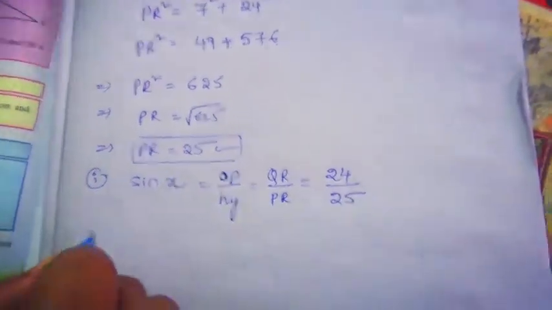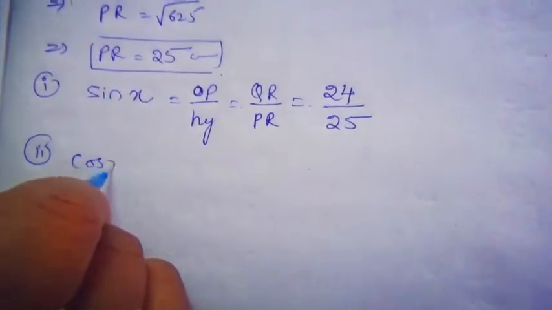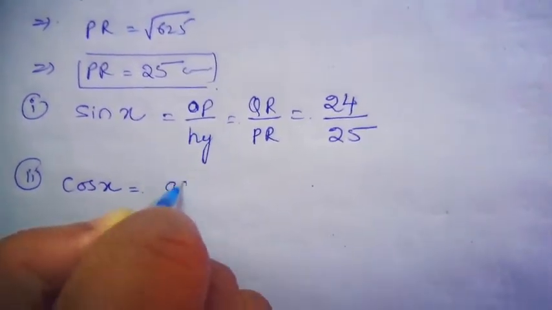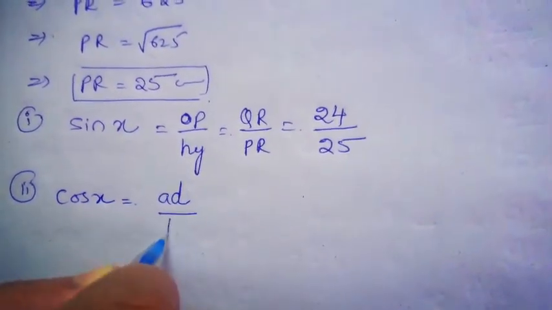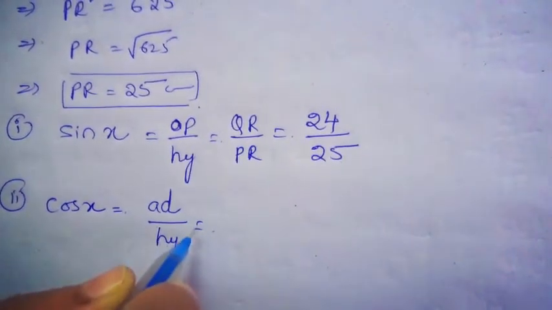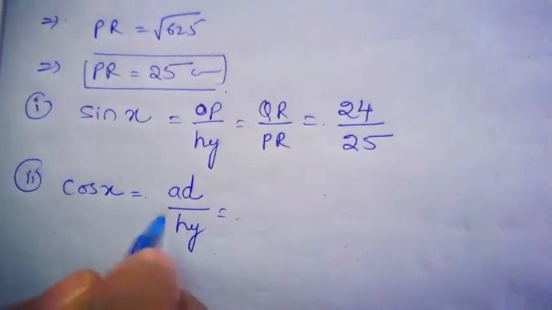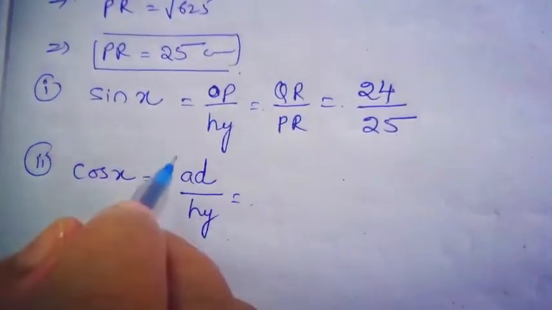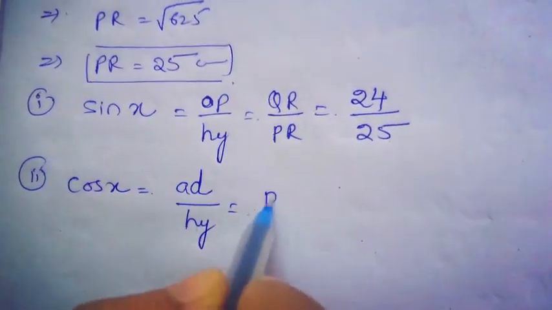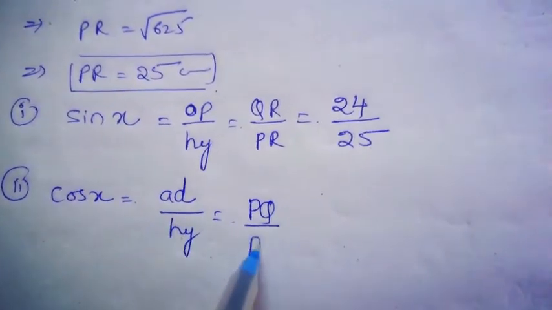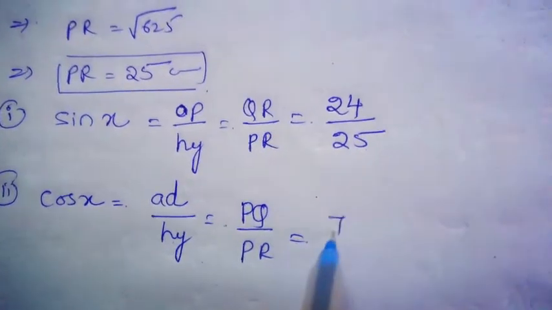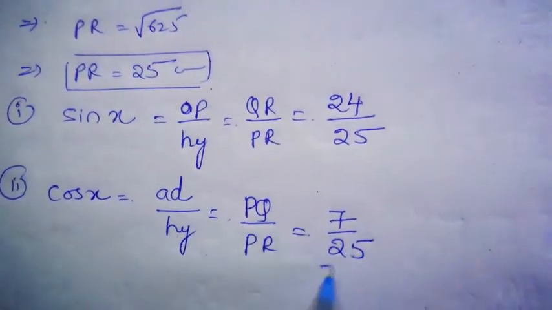That's it. So the second one is cos x. Cos x means the length of the adjacent side by the length of the hypotenuse. According to x, what is the adjacent side? That is PQ. PQ by PR, that is equal to 7 by 25. That's it. Here is the answer for this question.